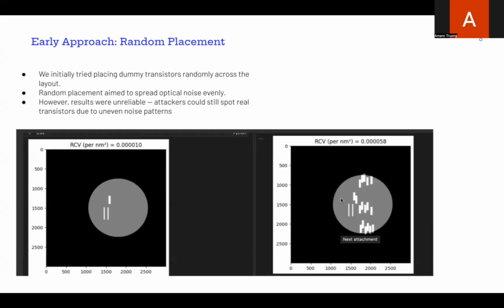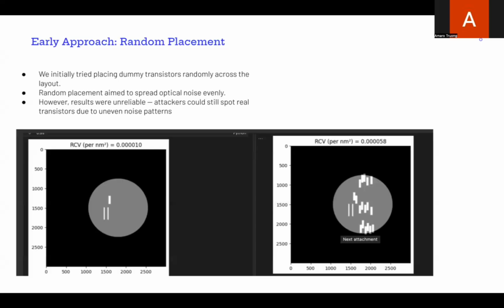When we were doing random placement, we were testing many different numbers of transistors, whether more left or more right, but it was truly random. The only constraint we had was that these dummy transistors weren't allowed to overlay on the real transistors, because that causes problems for manufacturers when this is implemented in real life, and for the functionality of the chip.